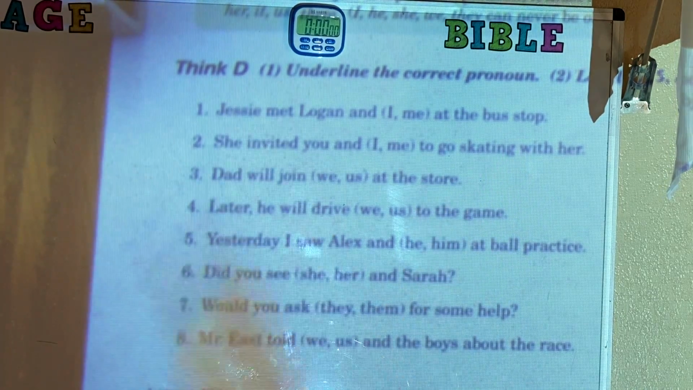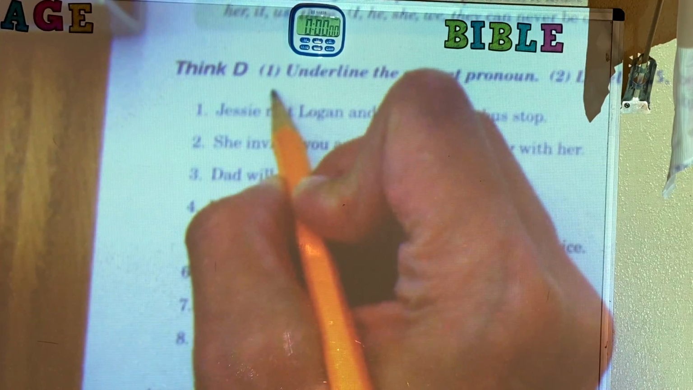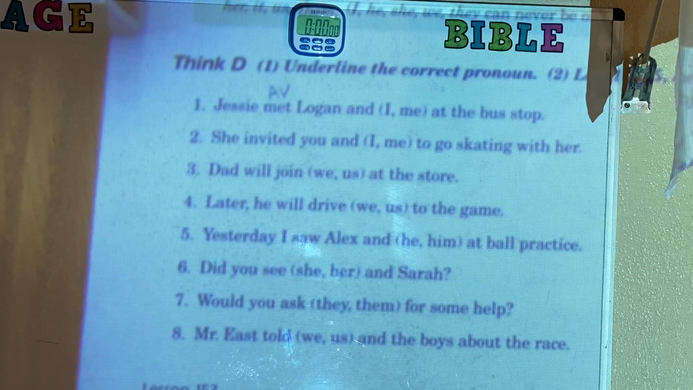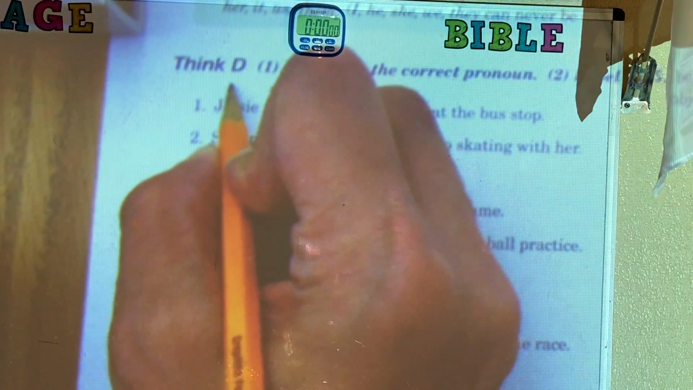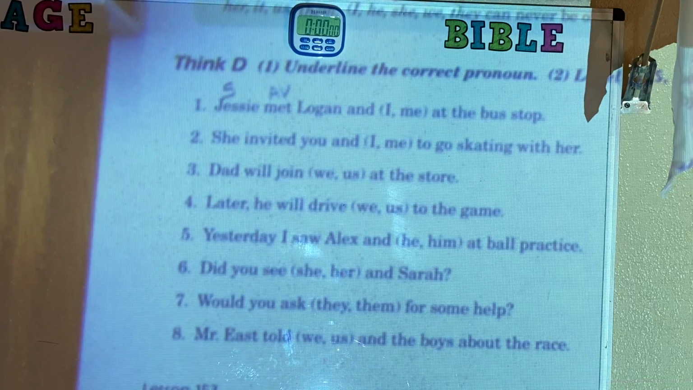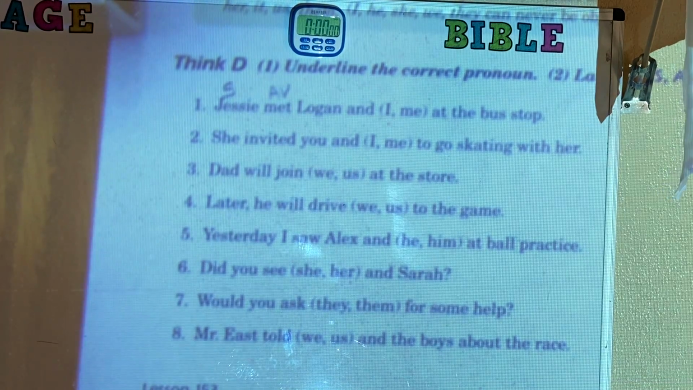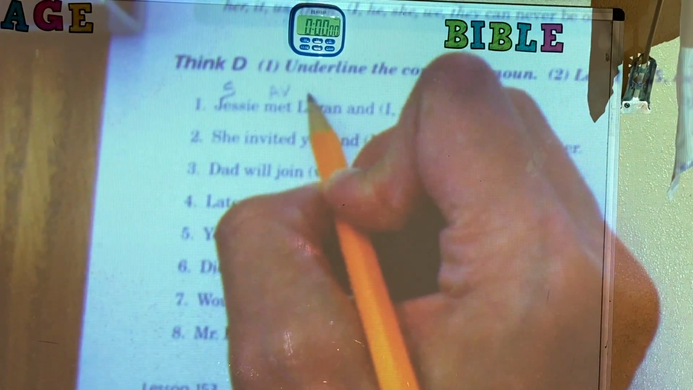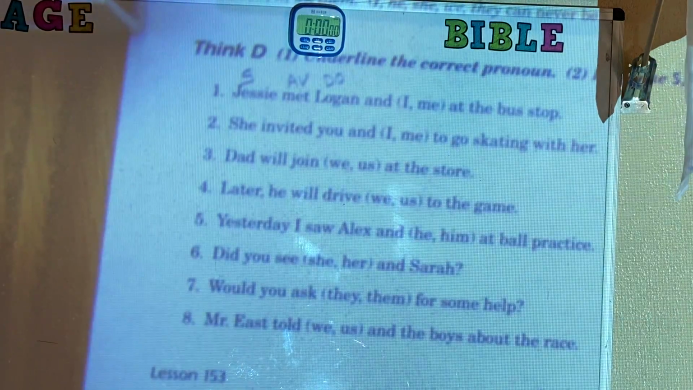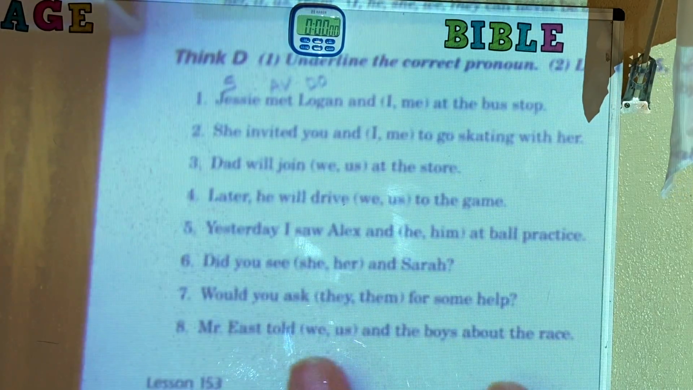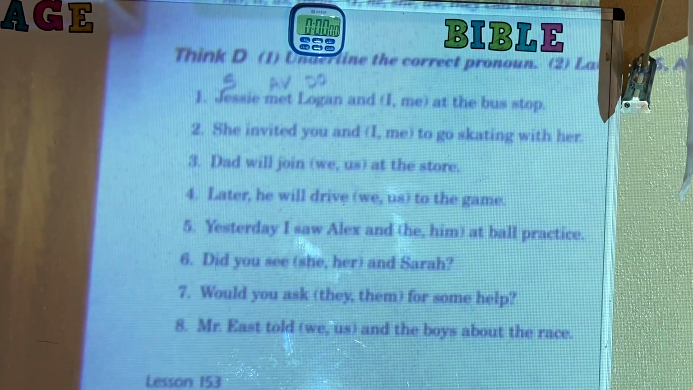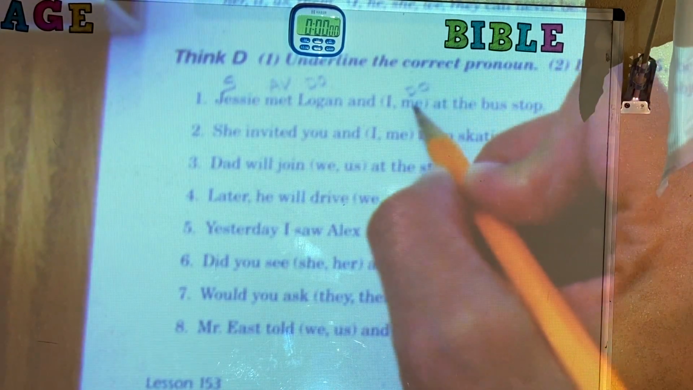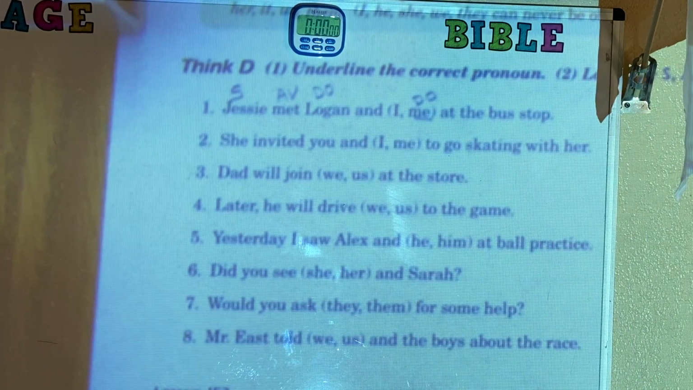First sentence: Jesse met Logan and I or me at the bus stop. What is the action verb? The action verb would be met. Who met? Jesse. Jesse would be the subject. Jesse met whom? That would be Logan. That's your direct object. Jesse met Logan and I or me? That would be me. So that would be the other direct object, me, at the bus stop.